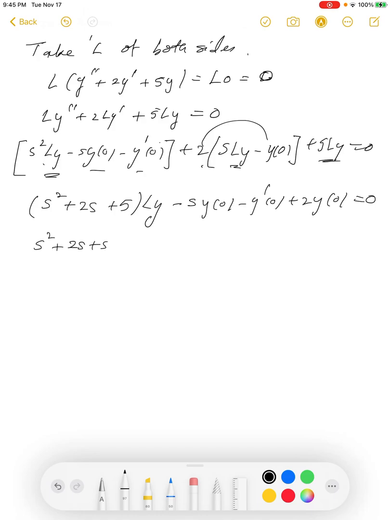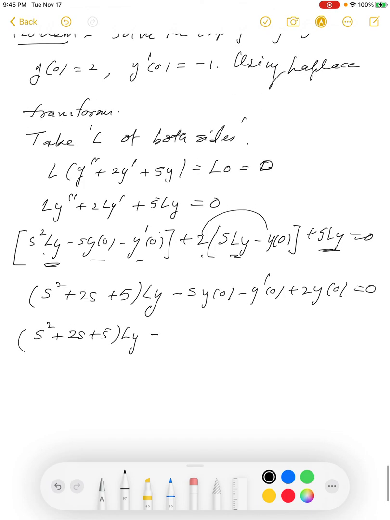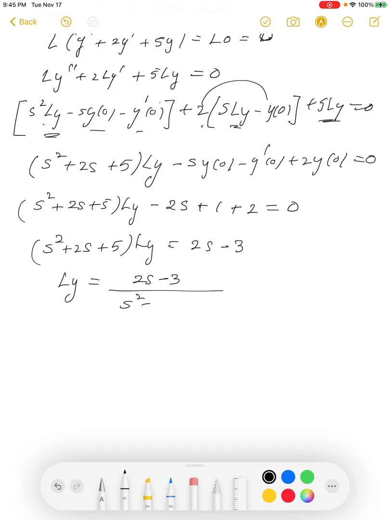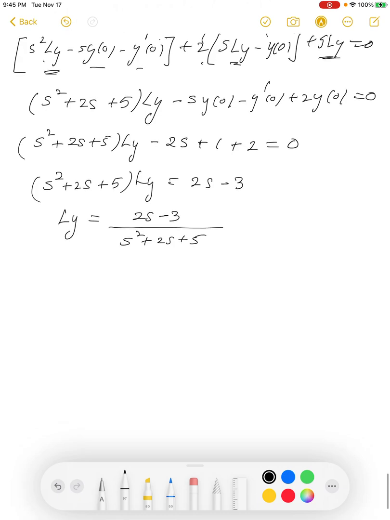So I get s square plus 2s plus 5 Ly minus, and now I use the initial conditions. Y of 0 is 2, y prime 0 is minus 1, so this becomes plus 1, and y of 0 is 2, that should be 0. So that says s square plus 2s plus 5 Ly is equal to, I move these things to the other side, 2s minus 3. So Ly is going to be 2s minus 3 over s square plus 2s plus 5.